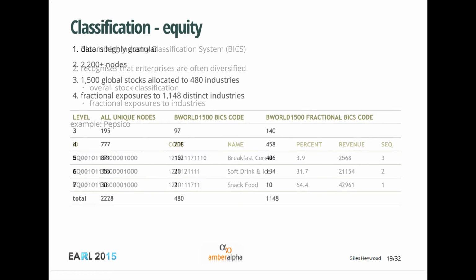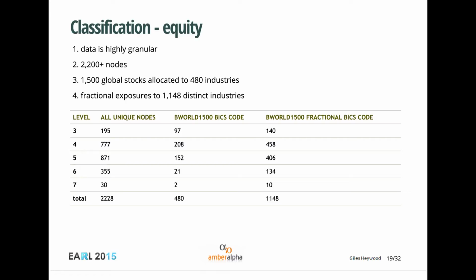And so you end up with this incredibly granular data. There are 2,200 nodes on this 7-level tree. If you look at the top 1,500 stocks, globally they're allocated to 480 distinct industries, and they have fractional exposures to 1,148 distinct industries. And I've shown in the table how that breaks down by level.